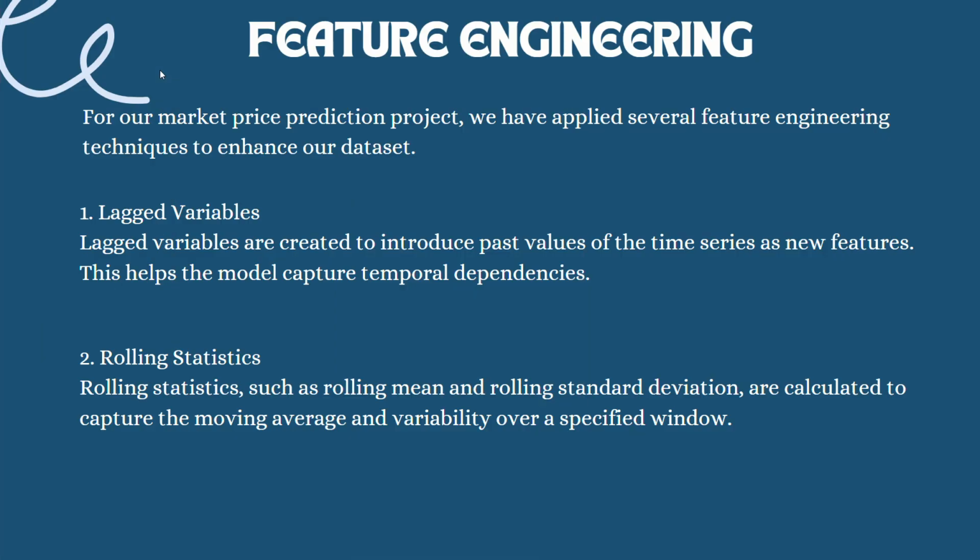Then the next step was feature engineering, where we applied several feature techniques such as lagged variables. Lagged variables are created to introduce the past values of the time series as new features, and rolling statistics were included, such as rolling mean and rolling standard deviation, which capture the moving average and variability over a specified window.